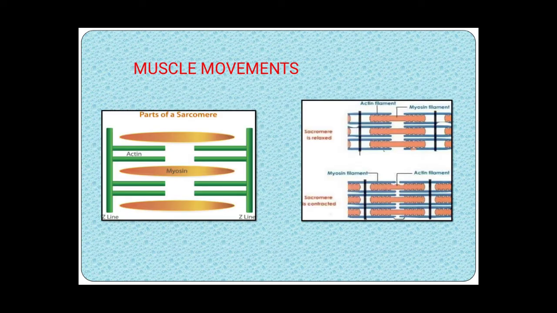Now you can see the diagram. The red colored structure is the myosin filament and the green color is the actin filament. Myosin filaments are thicker than actin. This is the actual position of muscle cells when they are relaxed. Now you can see the other diagram, in which first is relaxation, where myosin and actin are in their actual positions. But when they are contracted, myosin filaments will enter the position of actin filaments, that is, they slide over actin filaments. So this is how muscles contract.